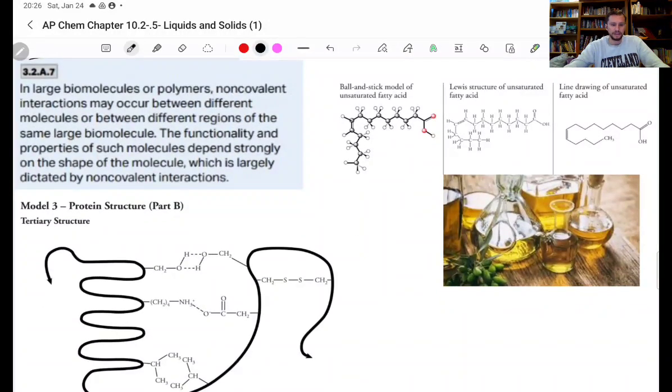And following up on that, in large biomolecules or polymers, non-covalent interactions may occur between different molecules or between different regions of the same large biomolecule. The functionality and properties of such molecules depend strongly on the shape of the molecule, which is largely dictated by non-covalent interactions.